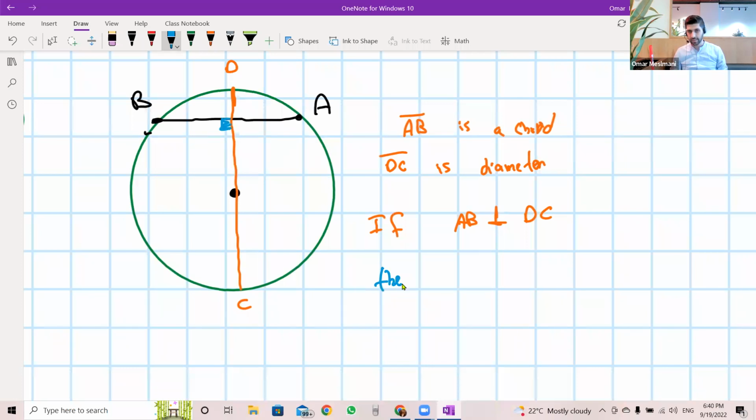Then, let's call the intersection M. Then MB equals MA, and this part is going to equal that part. That's another piece of information you have to memorize. One more time: once I have a circle, a chord and a diameter making a 90-degree angle, this diameter will cut the chord into halves. It's called the bisector of it.